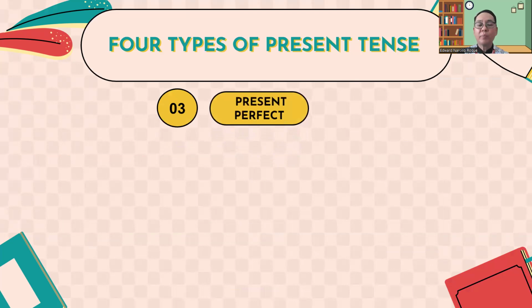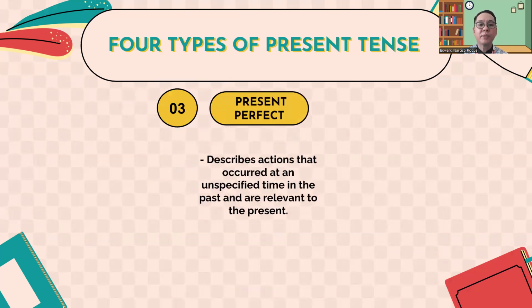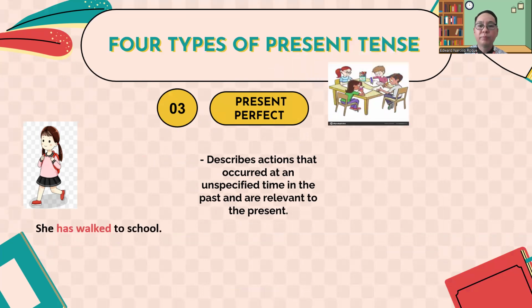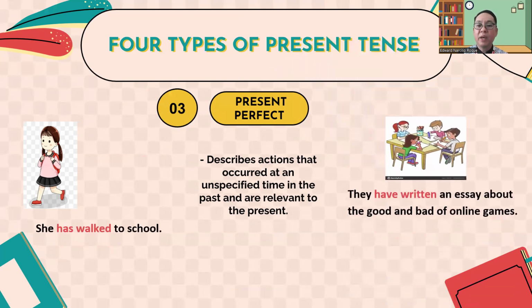The third one is the present perfect. The present perfect tense describes actions that occurred at a specified time in the past and are relevant to the present. For example, she has walked to school. They have written an essay about the good and bad of online games. Here, we just need to remember the word has or have plus the verb in the past participle. That will give us the present perfect structure.